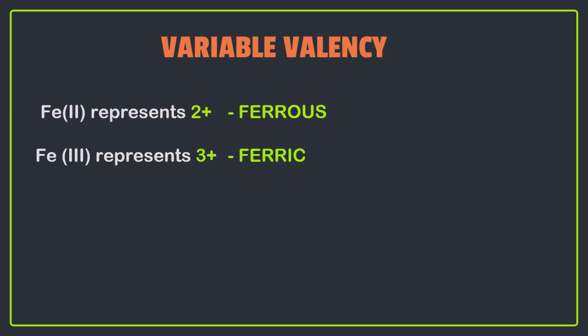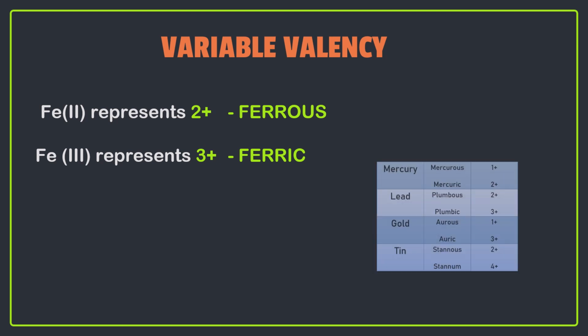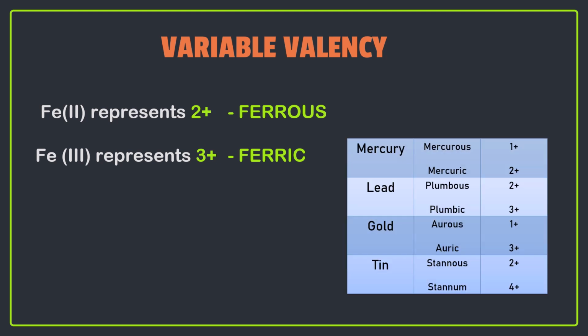So you name the lower valency with the suffix of OUS, and a higher valency with the suffix of IC. So here in the case of iron, it's going to be ferrous and ferric. These are a few more examples of elements exhibiting variable valency and how to name them. So you have mercury, lead, gold, and tin.